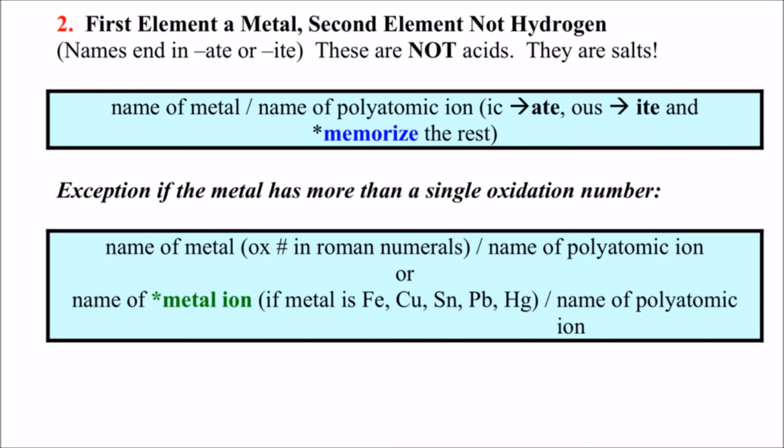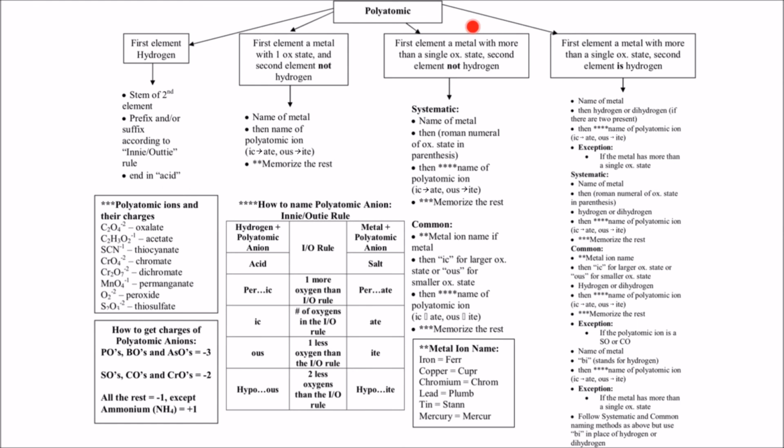Alright, let's do some practice after we take a look at our flowchart. Okay, so now we are right here. We're still on the polyatomic side, but now we're looking at first element metal with more than a single oxidation state, and the second element is still not hydrogen. So we have a systematic version and we have a common version. Okay, the same rules as what I just read to you. The name of the metal, Roman numeral of the oxidation state inside parentheses, and then the name of the polyatomic ion. These 4 asterisks are directing us towards our innie-outie box over here.